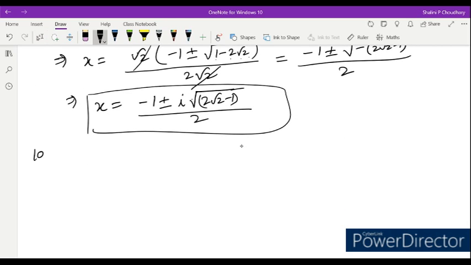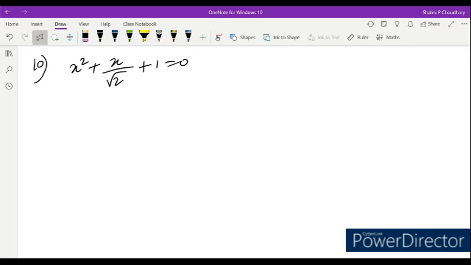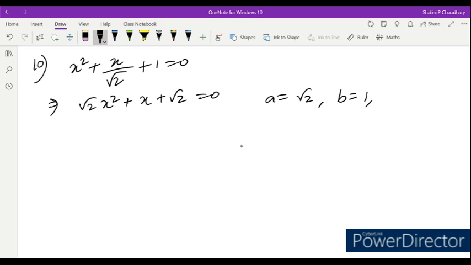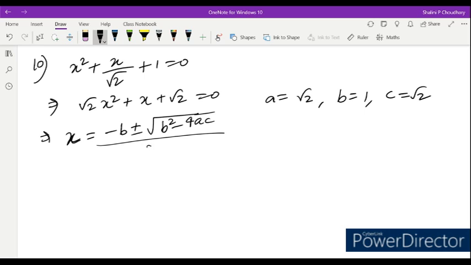Now last question of this exercise, x square plus x divided by square root of 2 plus 1 is equal to 0. So we'll solve this first. Square root of 2x square plus x plus square root of 2 is equal to 0. Now coefficient a is equal to root 2, b is equal to 1 and c is equal to root 2. So what will be the value of x? X का value होगा, the two roots of x will be minus b plus minus square root of b square minus 4ac divided by 2a.